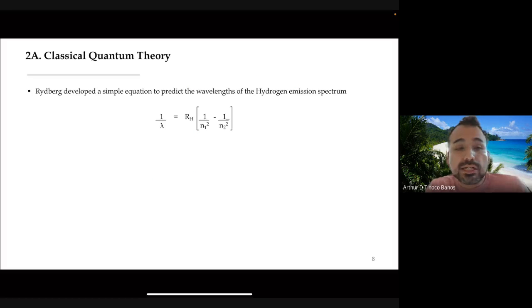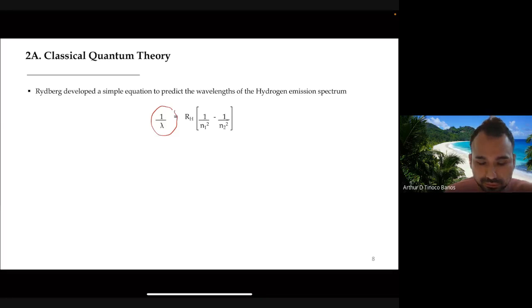Rydberg decided to develop a simple equation to help predict the wavelengths of the hydrogen emission spectrum. According to that equation, 1 divided by the wavelength that corresponds to the emission equals R_H, which is a constant, times 1 divided by n sub 1 squared minus 1 divided by n sub 2 squared. All right, so let's define the details of this equation.